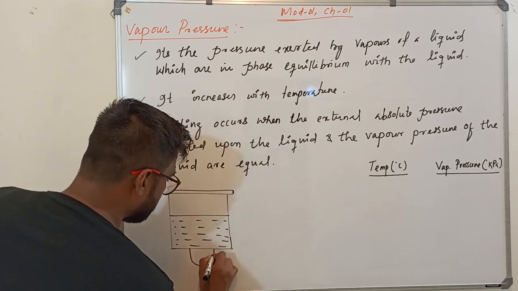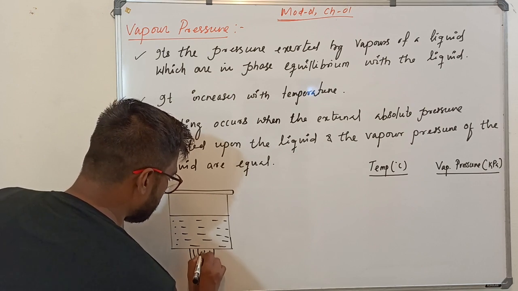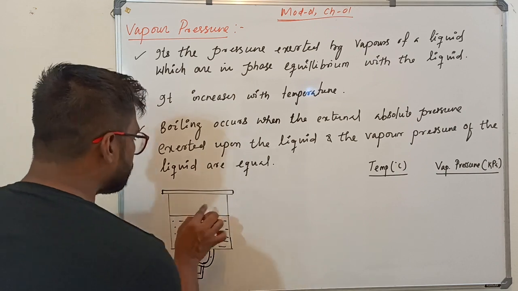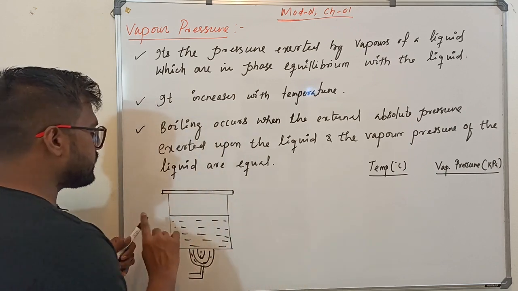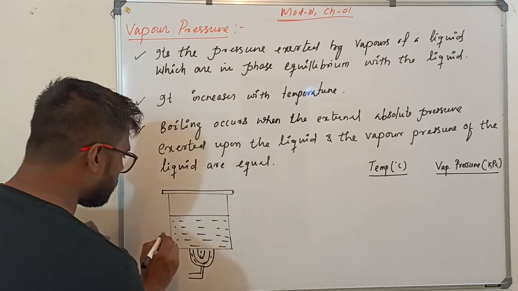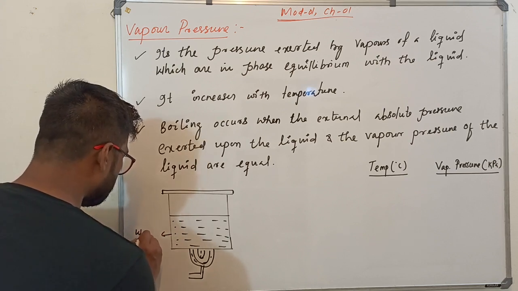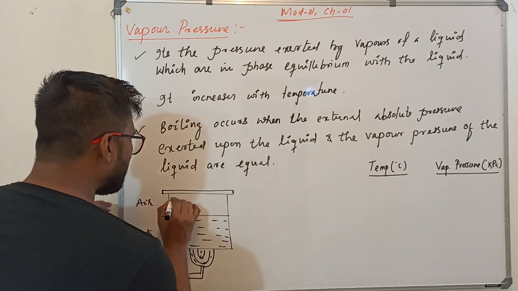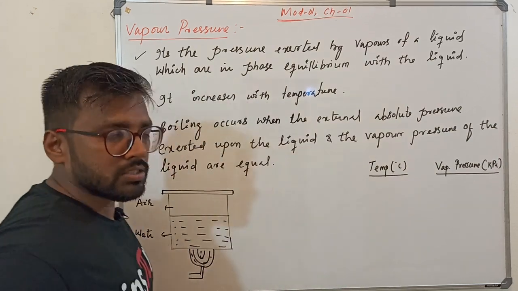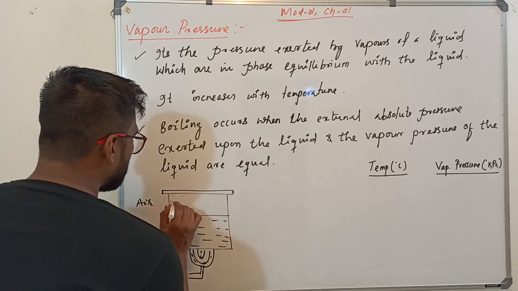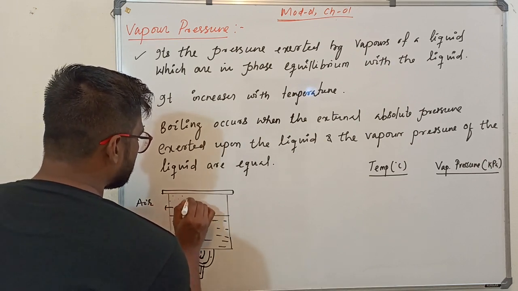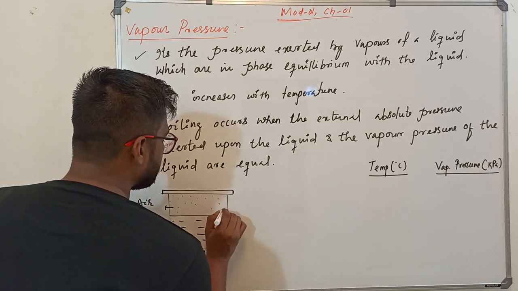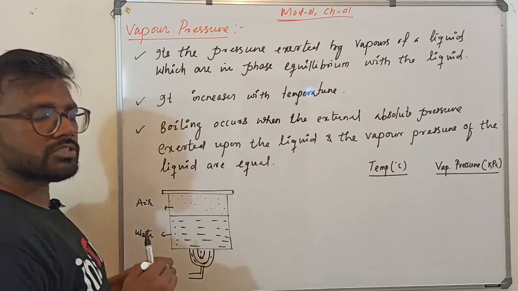Now you are heating it. Here you have air, and here you have water, let us say. The air has some air molecules, but we know the air molecules are scatteredly packed. They are not densely packed, so that means they have enough space between them.